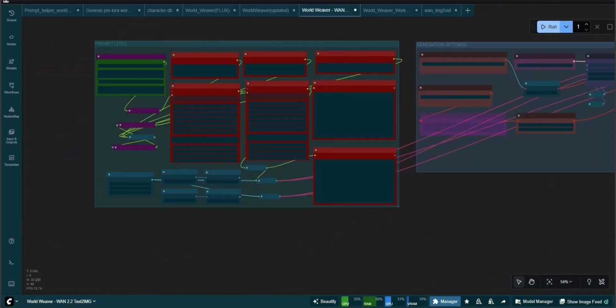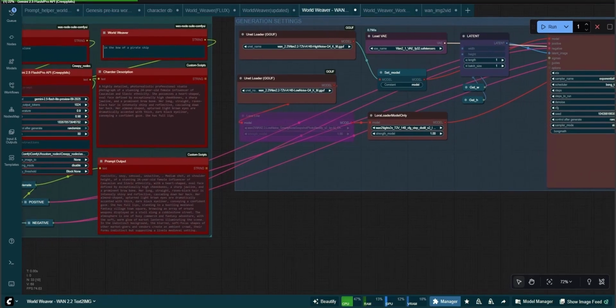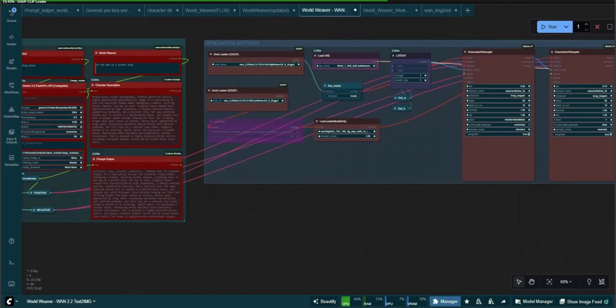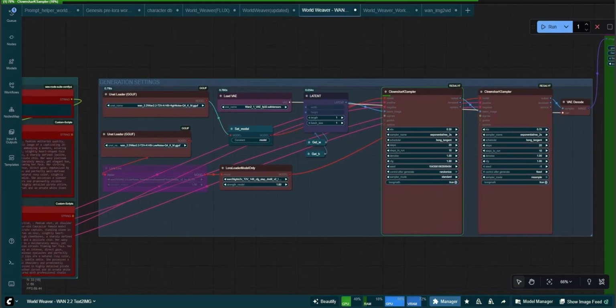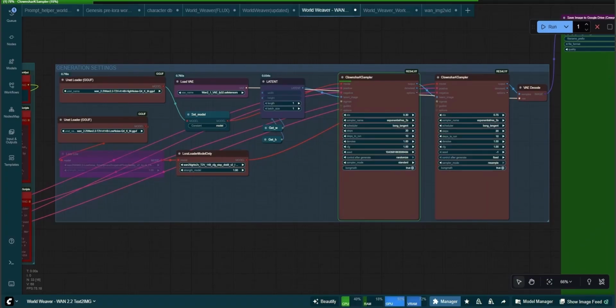Generating images using WAN 2.2 gives really good results, despite it being a video model. And again, we're using double API nodes to make sure the character data remains separate and clean. Generating images with WAN 2.2 is surprisingly fast, especially compared to the Qwen model.